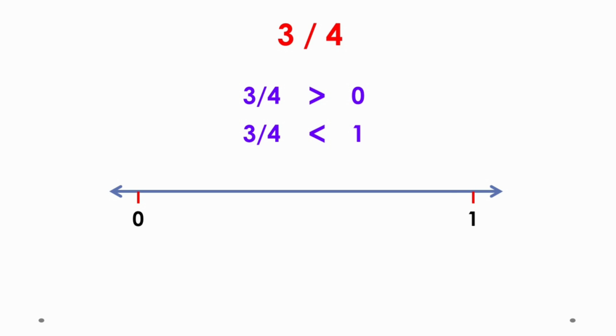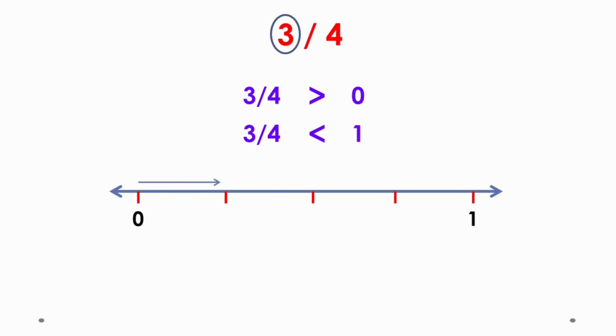Looking at the denominator of 3 by 4, we can see that the whole has been split into 4 equal parts. So we need to split the whole of 0 to 1 into 4 equal parts so that each part represents 1/4. Now we need to look at the numerator to see how many parts we have there. It has 3. We count from 0 towards 1.